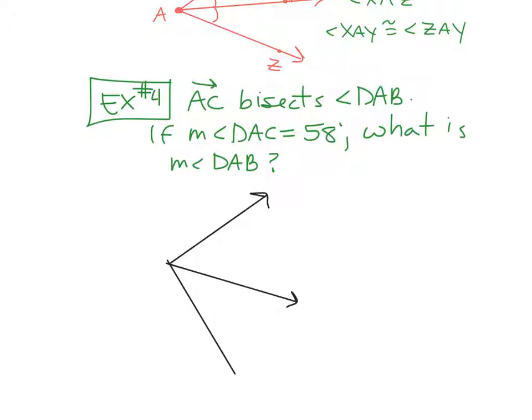This is not to scale. Should have drawn it a little bigger. Sorry. Use your imagination. I try on the quizzes and tests to make it as to scale as possible, but sometimes it just isn't. So my apologies ahead of time. So this is your setup. It says DAC is 58 degrees. So this is 58. And it says AC bisects. So what is DAB?